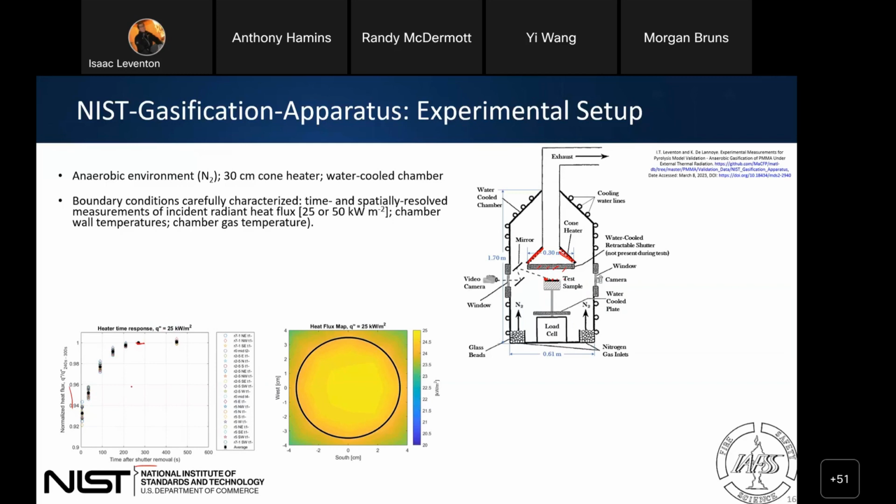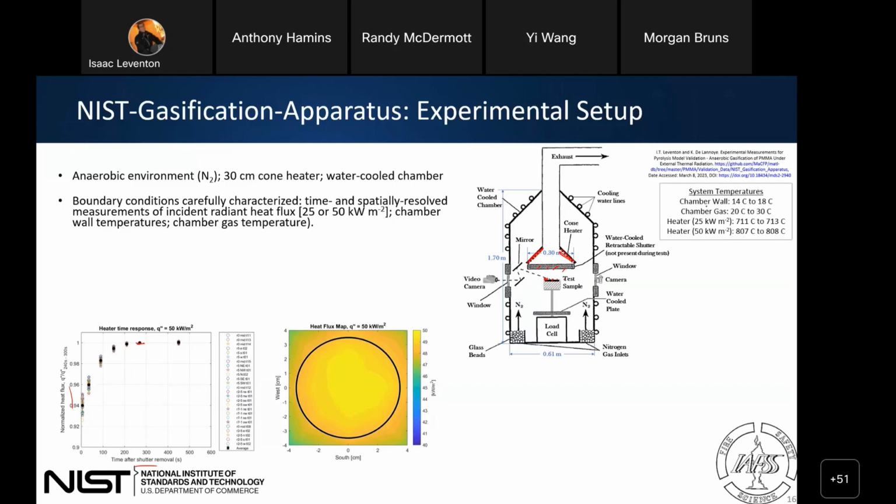We measure our time response, we get to steady state, we can get this nice heat flux map, and we do that both at 25 and 50 kilowatts a meter squared. So we have our incident heat flux that we want to apply across the surface of the sample. Roughly 97% of that sample is within 97% of the target heat flux that you would want. So we've defined that well.